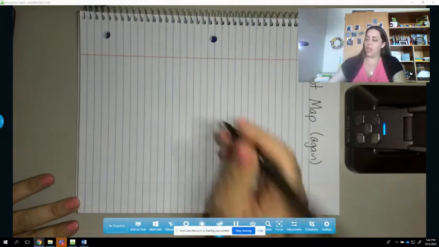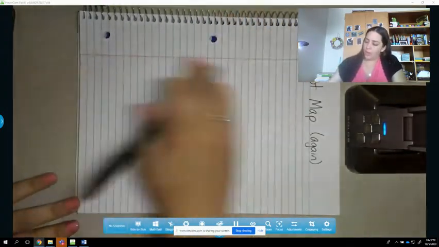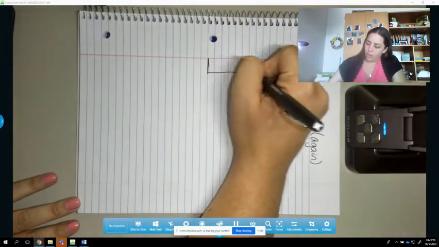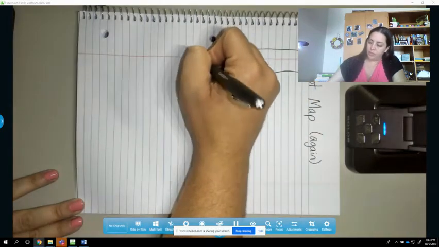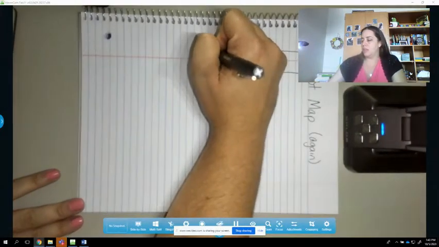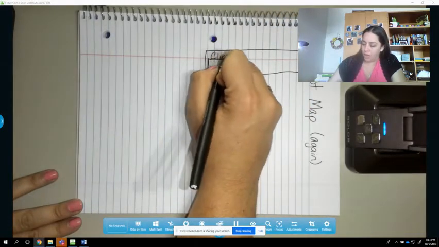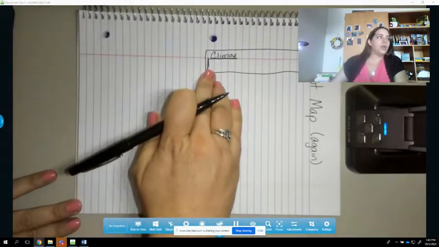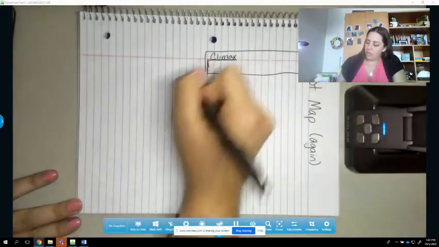So I'm going to go ahead and find about halfway through or halfway in the middle of my notebook, and I'm going to draw a nice big rectangle there. And this is my climax, the most exciting portion of the story, where the problem and the resolution get solved. And normally I would just have you draw a straight line all the way down here, but we're going to do it a little differently.